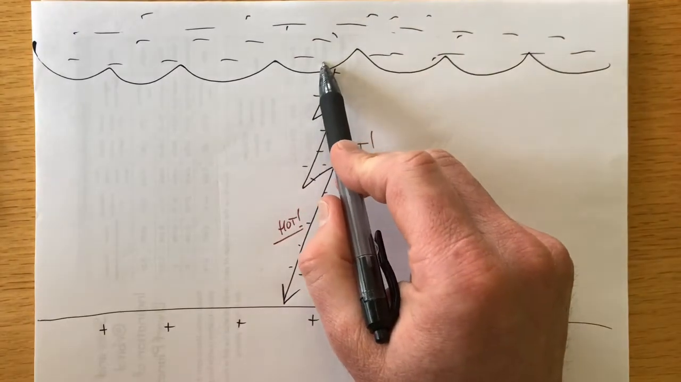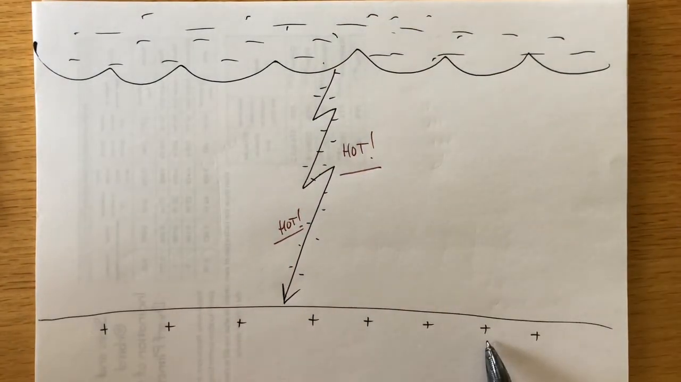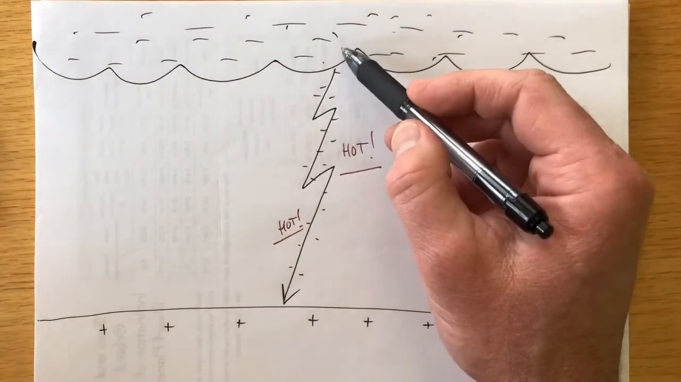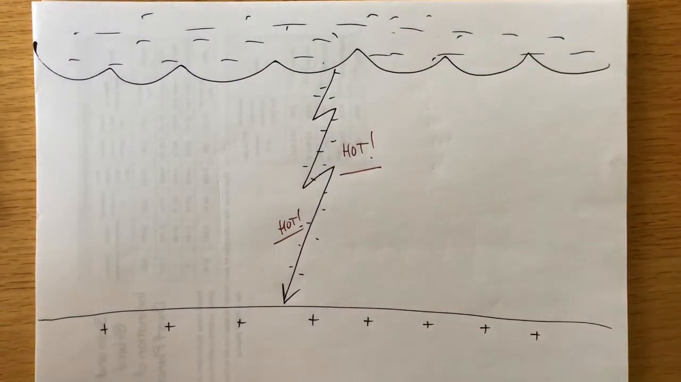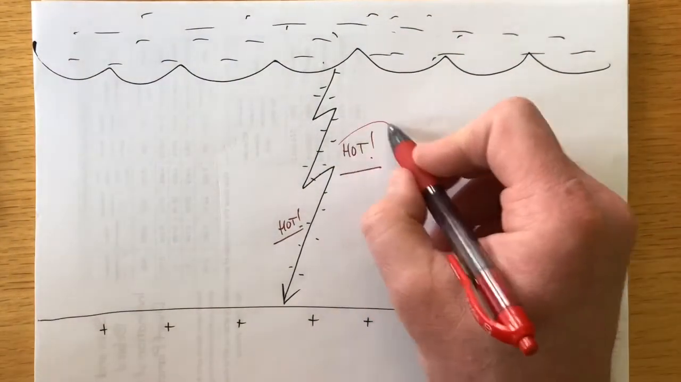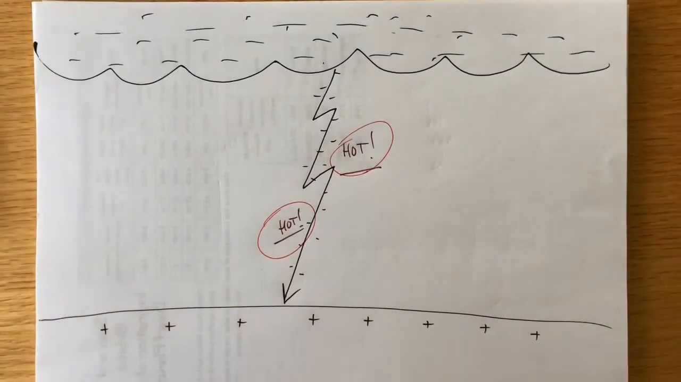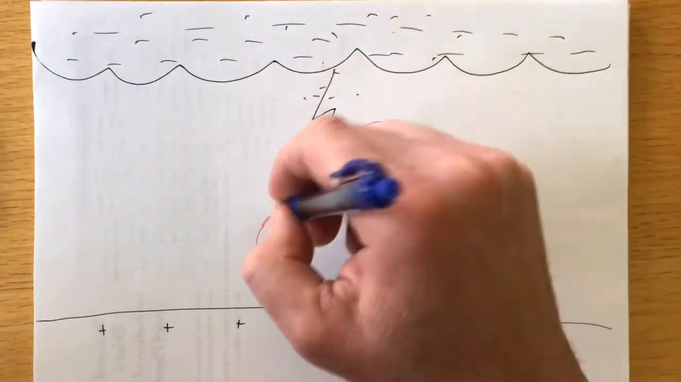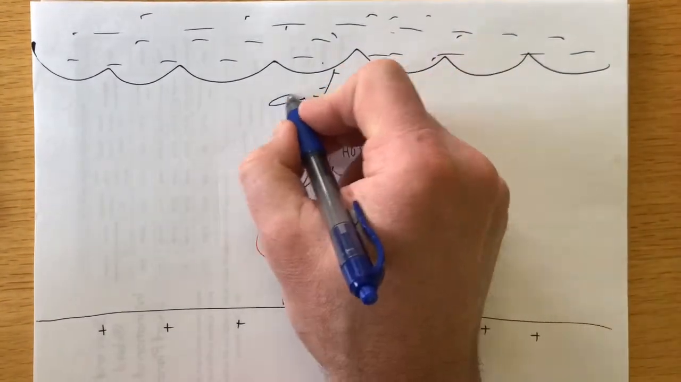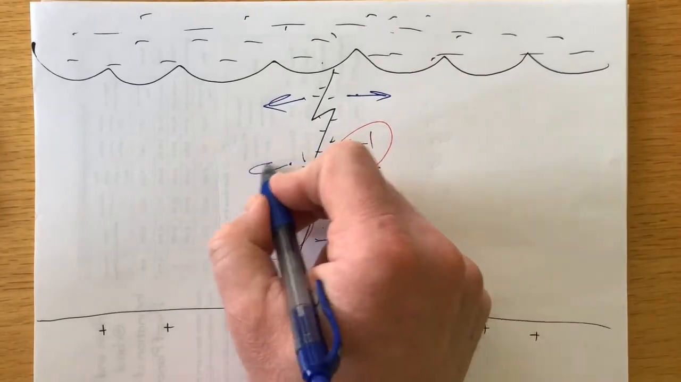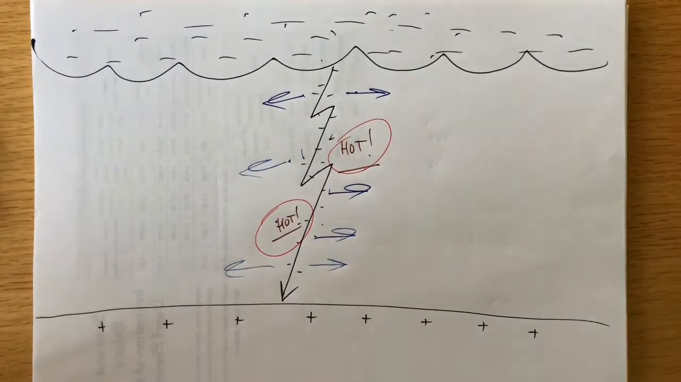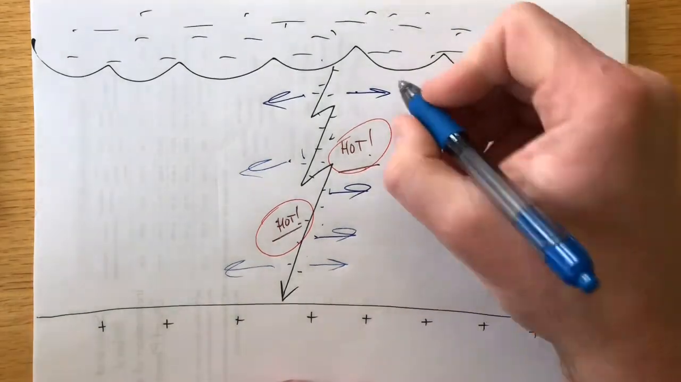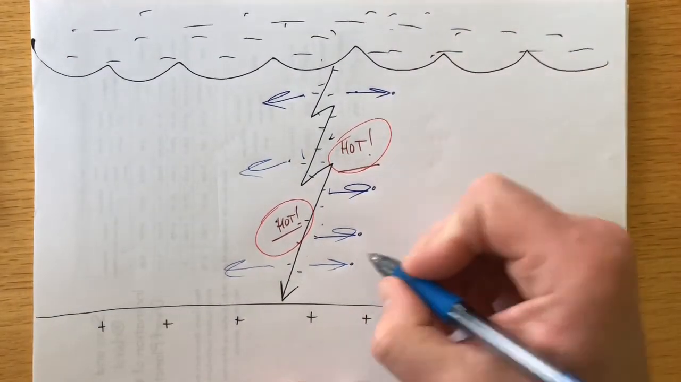Negative charges at the bottom of the cloud, positive charges on the ground leads to attraction. The electrons flow, but this time let's pay attention to the fact that lightning is really, really hot. In fact, it's estimated to be about 5 times hotter than the surface of the sun, which is just ridiculous. So when it hits air molecules, here are my air molecules, they move away really, really fast because they now have lots of energy. But here's the problem. As they move away, you know what they're going to run into? Other air molecules.